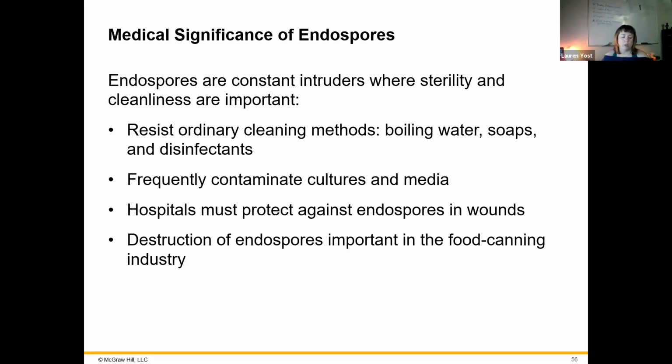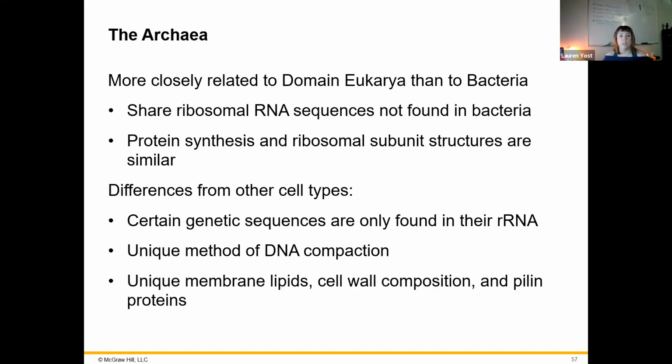So these guys also tend to stick around in laboratories and will contaminate cultures and media and get spread around all in a laboratory because they're not getting removed by disinfectants. Then hospitals have to have some way to protect against the spread of these sorts of things. And obviously we need to control it in the canning industry. Damaged cans are often associated with the gas formation of the Clostridium botulinum bacterium.